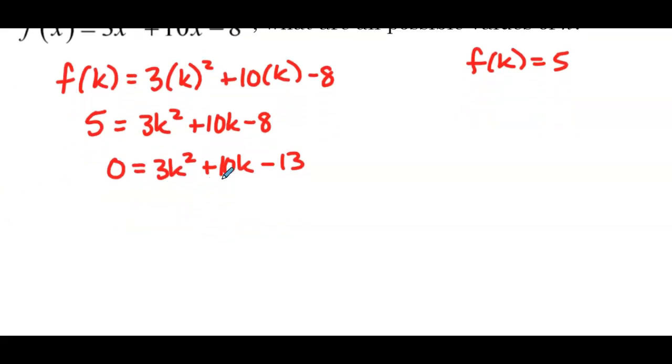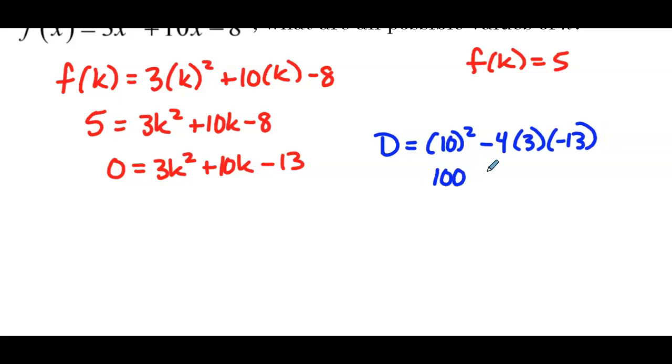And let's see, can we factor this? It may be difficult to factor, but let's check that discriminant. So the discriminant is b squared, which is 10 squared, minus 4ac. So we have 100 plus 12 times 13, which is 156, which is 256. Okay, so that's a perfect square. So I know I can factor this. So let's use the grouping method.